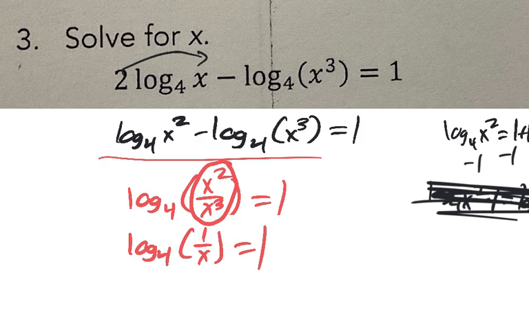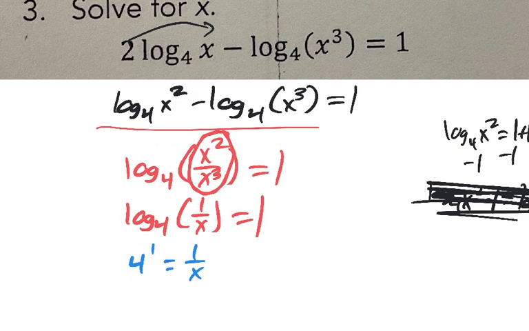Is it simplified all the way? Not yet, I don't have x by itself. I mean, the argument is simplified, but x is still not by itself. So I need to rewrite this from logarithmic to exponential, which would give me 4 to the first equals 1 over x. What is 4 to the first? 4.